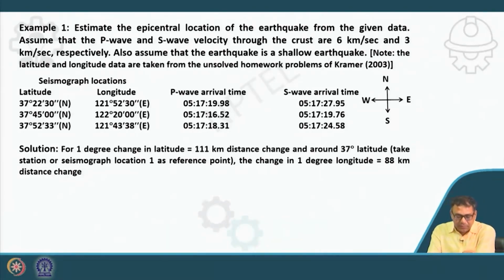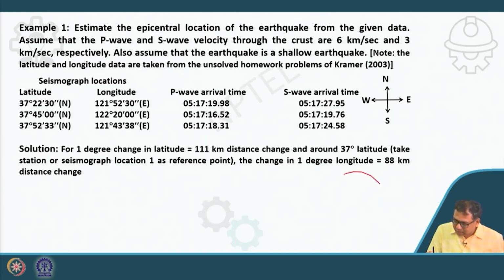But one thing before I start the solution, I should mention that here the difference in your latitude and longitude is in terms of degrees. That degree I have to convert in terms of distance, in kilometers. Otherwise, I cannot solve. So how will I convert that? Before that, I will give you the idea of latitude and longitude and their distance.